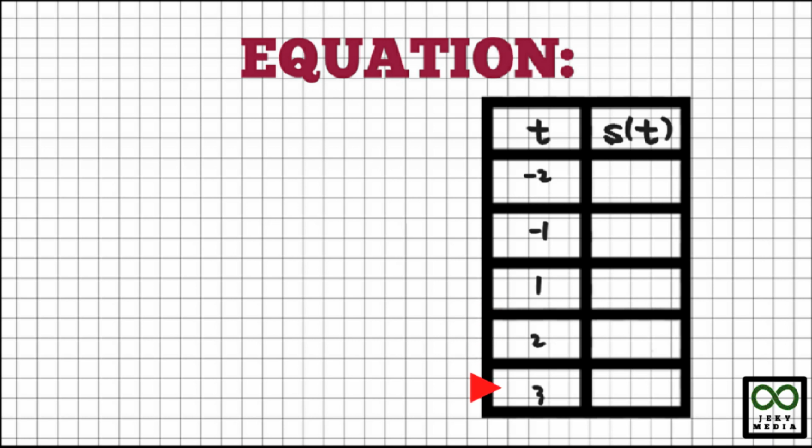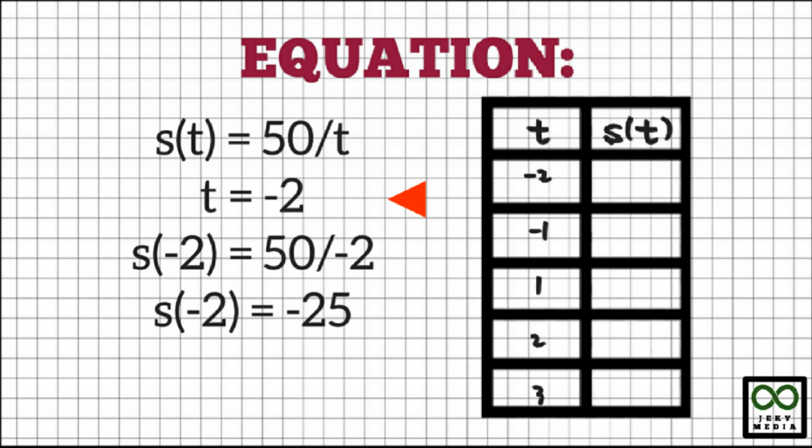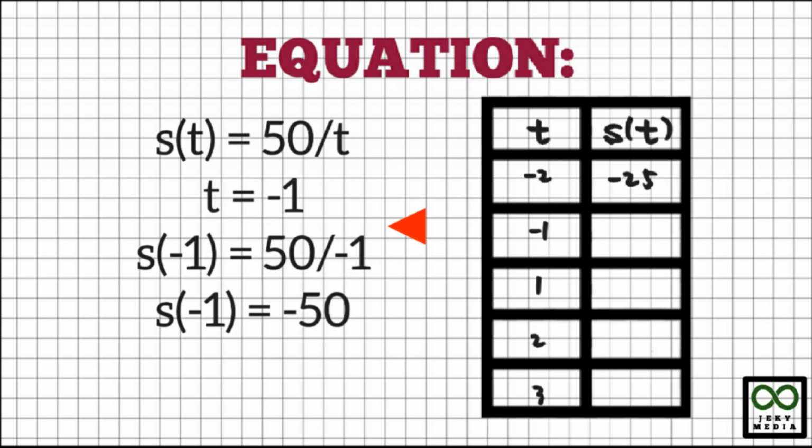To get the value of s(t), we substitute the time into the rational function, s(t) equals 50 over t. When t is equal to -2, we write s(-2) equals 50 divided by -2. 50 divided by -2 is -25. Let's put -25 in the table. If t equals -1, we write s(-1) equals 50 divided by -1. 50 divided by -1 is -50. Write -50 in the table.